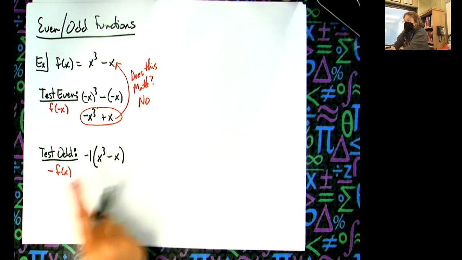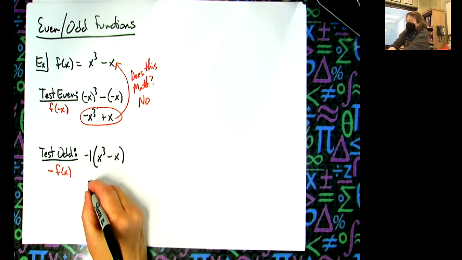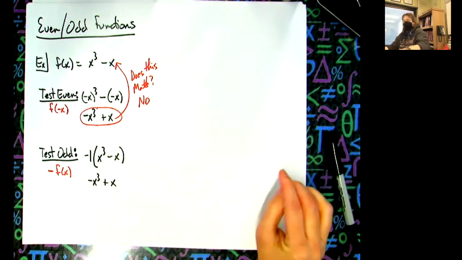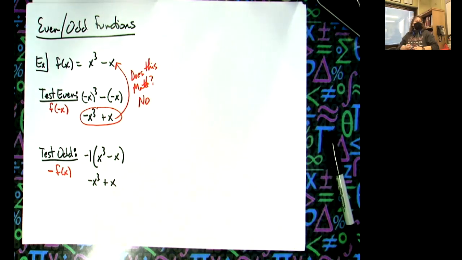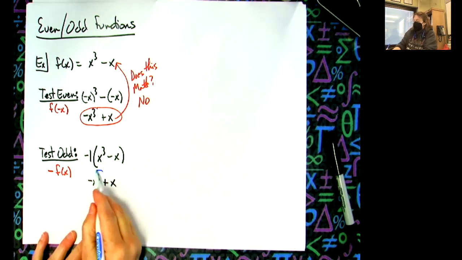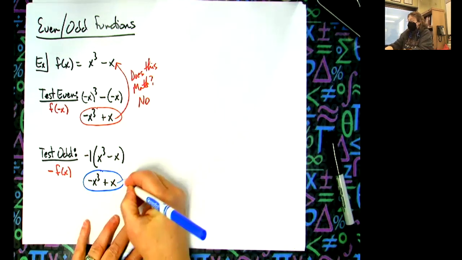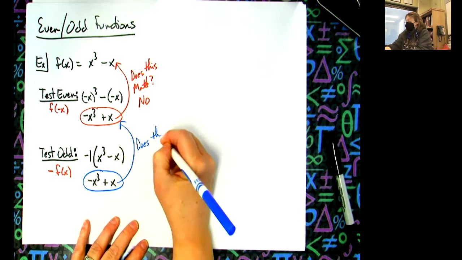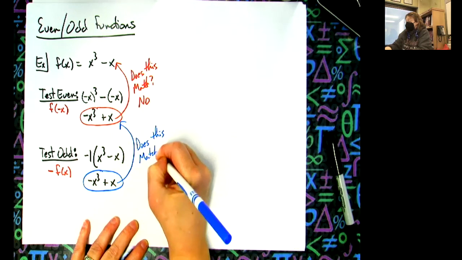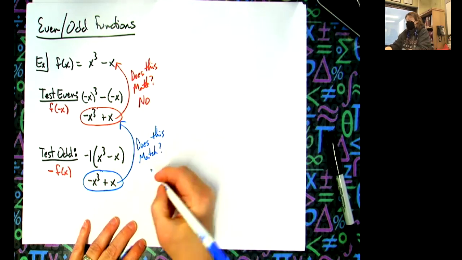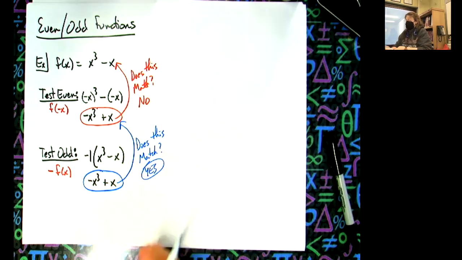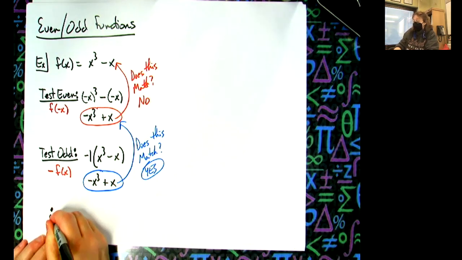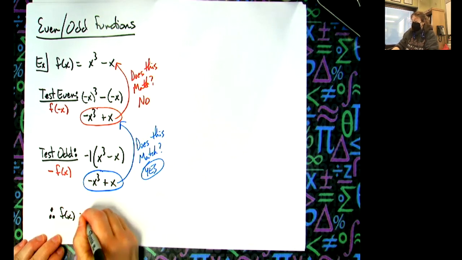All right, so what's that mean? Distribute the little negative 1. So I'm going to have a negative x to the 3rd, and then I'm going to have a plus x. All right, on the second time when you do this, I take this answer and I compare it to my previous answer, and I ask myself, does this match? Okay, now does it match? Yes. So now it matches. So now I can conclude that the function is odd. Therefore, f of x is odd.